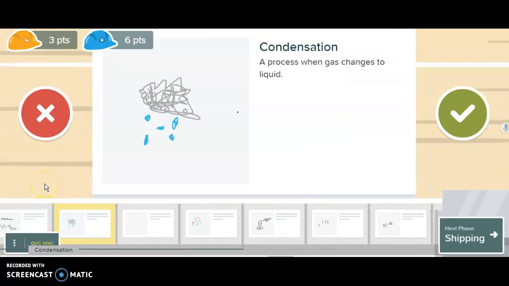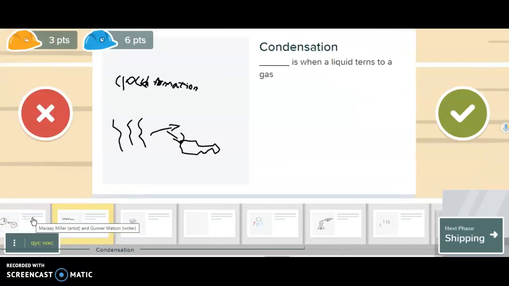Let's see here. A process when gas changes to a liquid. It's true, but you have rain on there, so that might confuse somebody. Who did this one? I'm not going to pick it because you have rain on there, and that might confuse somebody.